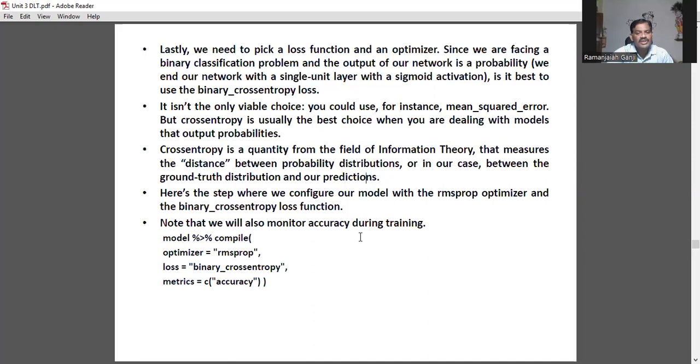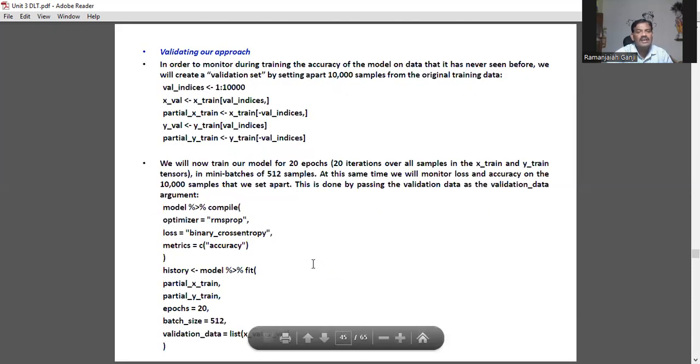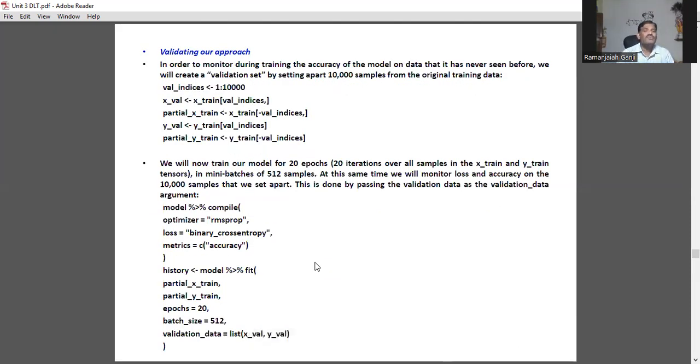Here we will also monitor accuracy during training, that is, model compile, optimizer is equal to this, loss function is equal to binary cross entropy, metrics is equal to accuracy. Sometimes you want to configure the parameters of your optimizer or pass a custom loss function or a metric function. The former can be done by passing an optimizer instance as the optimizer argument. Say this optimizer, this is binary cross entropy, accuracy, and this is compile, optimizer RMSprop, loss function cross entropy, metric accuracy. And this is validating.